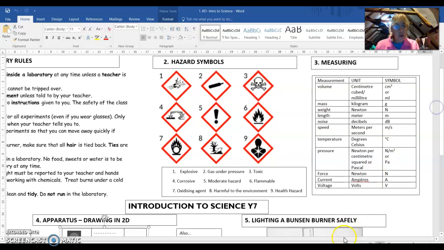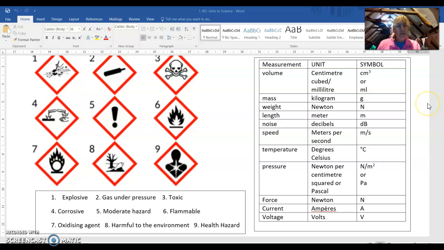So for the rest of this lesson, whatever time is left, I want you to copy out this little bit here on measuring. If we have a look at it very carefully, you need the measurement, the unit, and the symbol. Here I've made it larger for you, and a lot of them will be measurements that you come across on an everyday basis. So volume is the amount of a liquid.